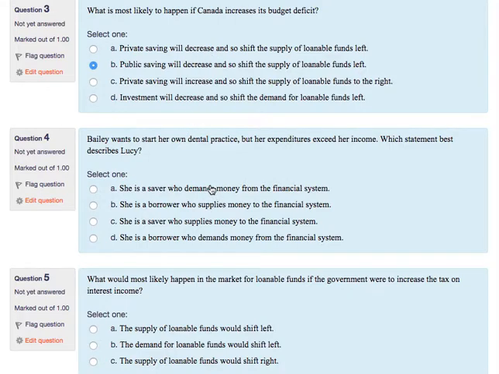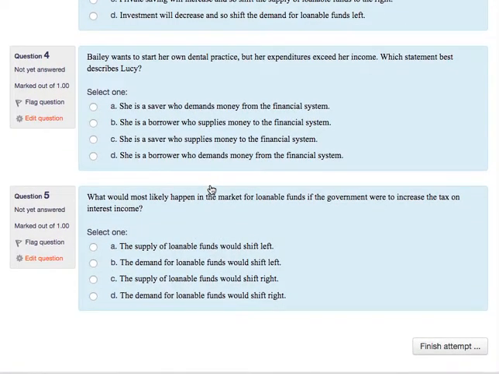Bailey wants to start her own dental practice, but her expenditure exceeds her income. Which statement best describes Bailey? Well, if her expenditures exceed her income, she's spending more than she's earning, so she is a borrower. So savers are wrong. She is a borrower. And does she supply or demand money from the financial system? Well, naturally, if you're a borrower, you demand money from the financial system. You're not supplying money to the financial system.